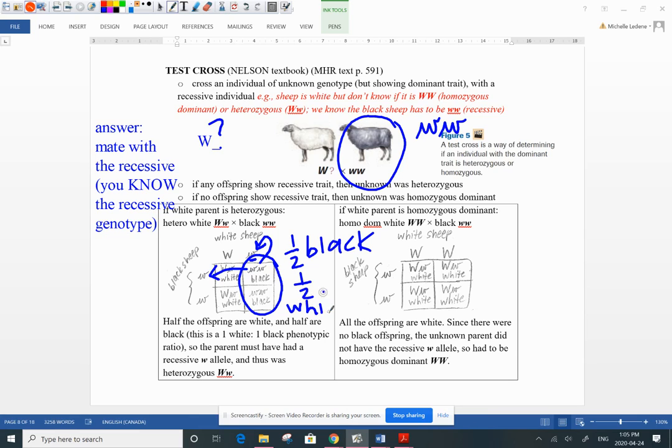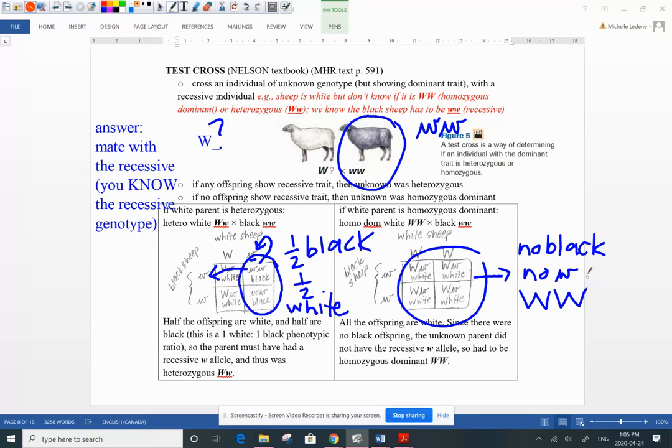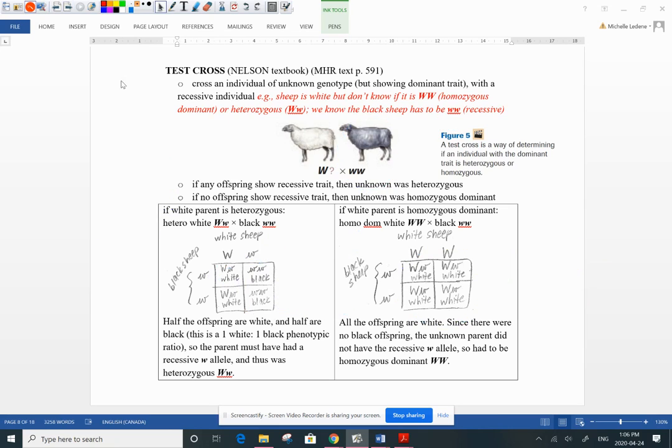Why is that? Because the mom had a recessive allele. She was heterozygous. On the other hand, when you do the other test cross, look at the offspring. All are white. There is no black sheep in this cross. Well, why is that? The reason is because the mom had no little w allele. She was not heterozygous. She had to be homozygous dominant, big W, big W. So a test cross is a way to find out the unknown, but dominant, and you just do it by simply crossing it with the recessive, the known parent.